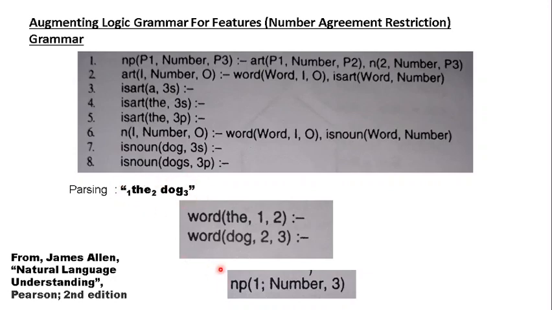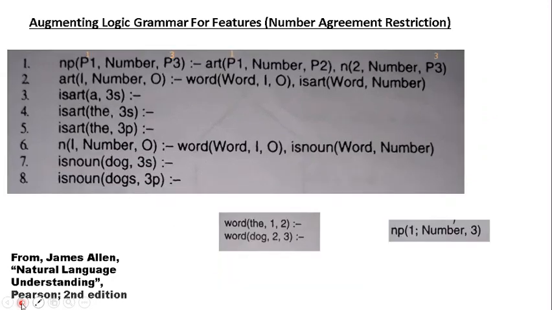It actually does two things when we give such a predicate, that is np1 number 3. The first thing it does is check whether there is a noun phrase between the positions 1 and 3, and the second thing is, if it is able to return a single number feature value to the variable number, it means the constants the and dog will have the same number feature value or the AGR value. So let's see how it happens.